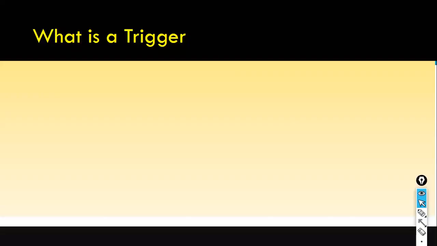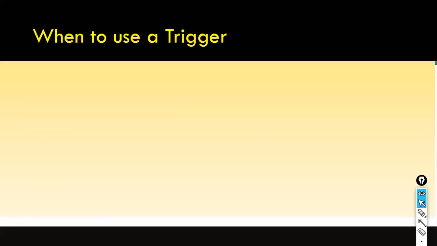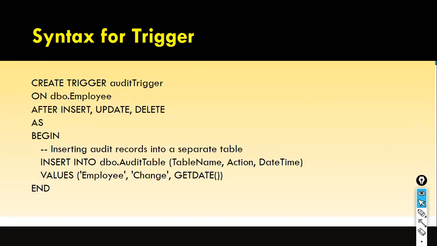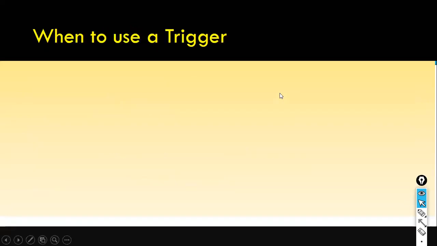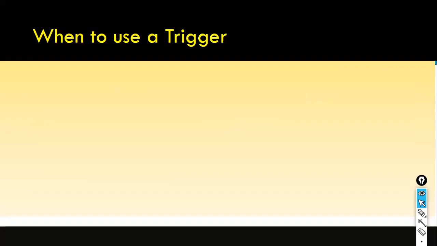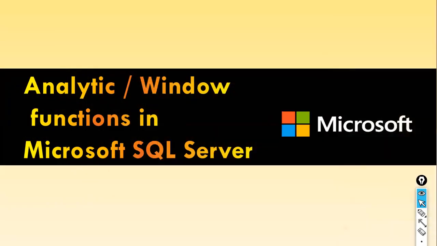Next is the trigger. We have enough time, so tomorrow night I will complete the trigger part. Then we have the important CTE, common table expression. That is available in SQL Server. In Oracle, to my knowledge when I worked with it, there was nothing called CTE, though the latest version may have added it. So CTE and trigger are what we are left with.